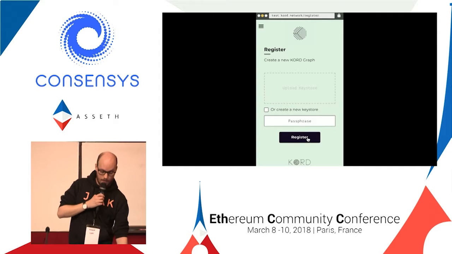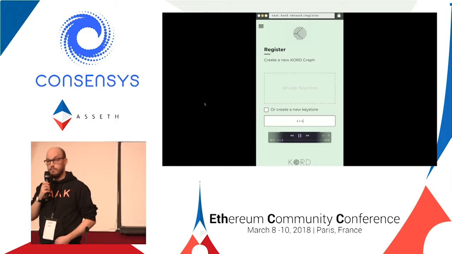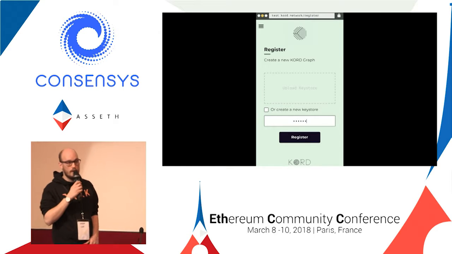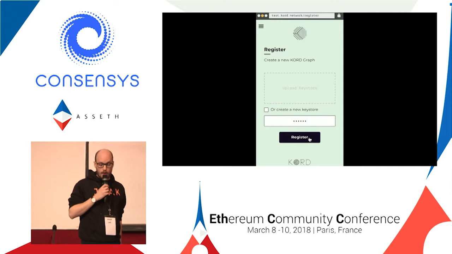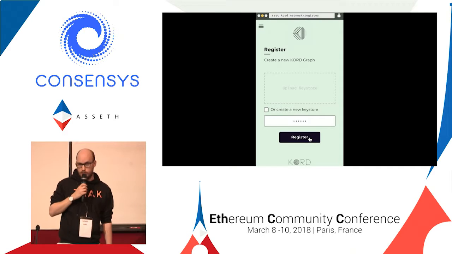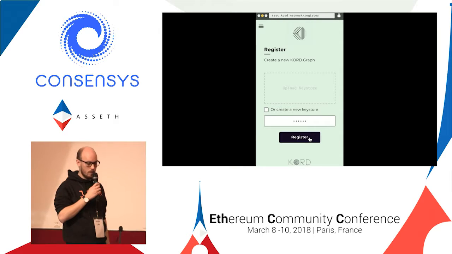To register, what we essentially do here is send a signed transaction to the network and add a new entry to the Chord registry under that public key. And now that public key becomes your Chord ID.